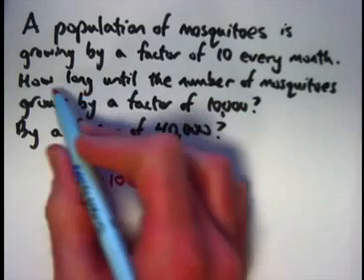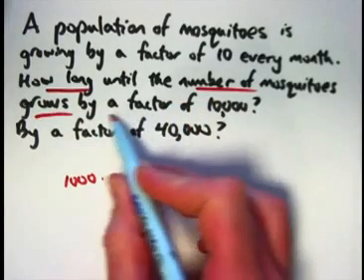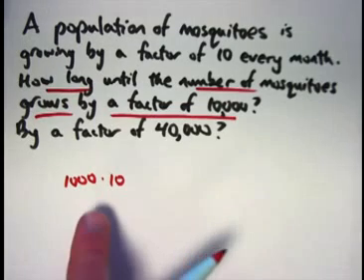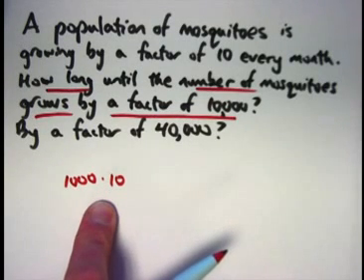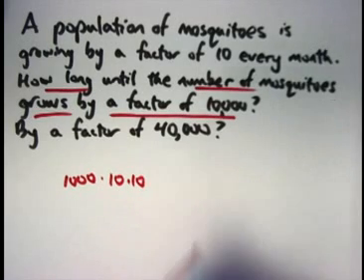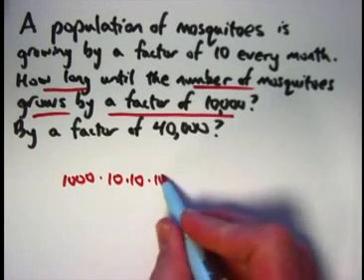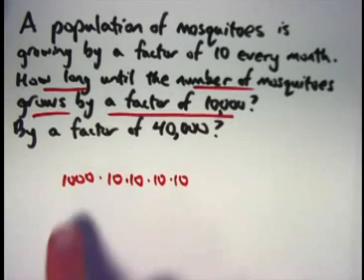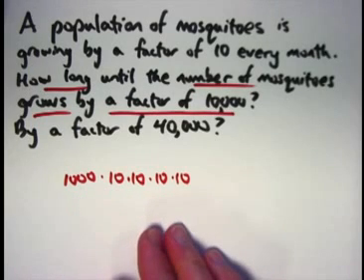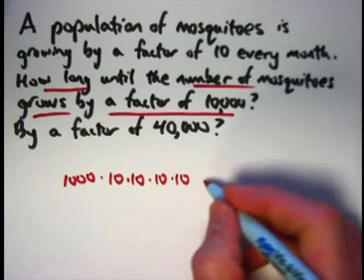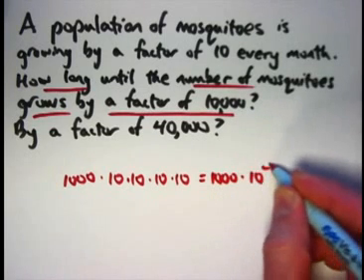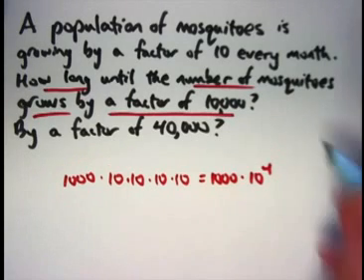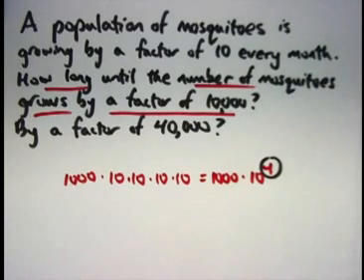I want to answer the question of how long until the number of mosquitoes grows by a factor of 10,000, not how long until the number of mosquitoes is 10,000. So it's 10,000 after 1 month, it's grown by a factor of 10. After 2 months, it will have grown by a factor of 100. After 3 months, by a factor of 1,000. After 4 months, by a factor of 10,000. The answer to this first question is 4 months. It will have grown from 1,000 to 10,000 times more than 1,000, which is 10 million. It's also the same as 1,000 times 10 to the 4th. The exponent is the answer to the question. How long will the number of mosquitoes grow by a factor of 10,000?